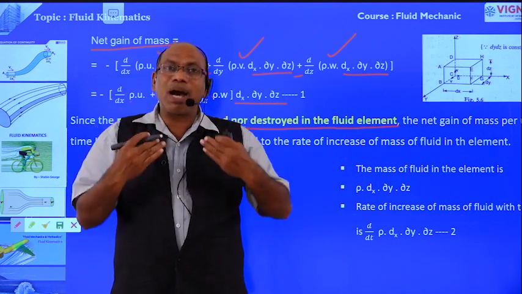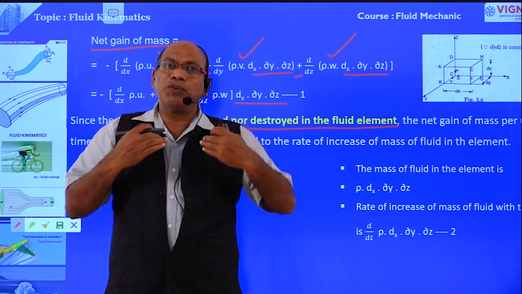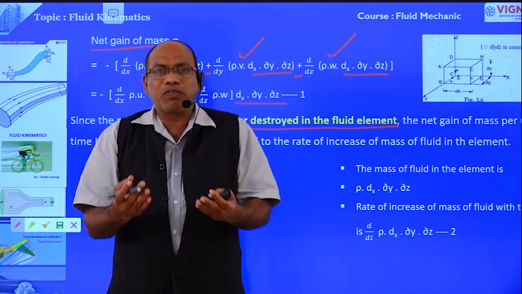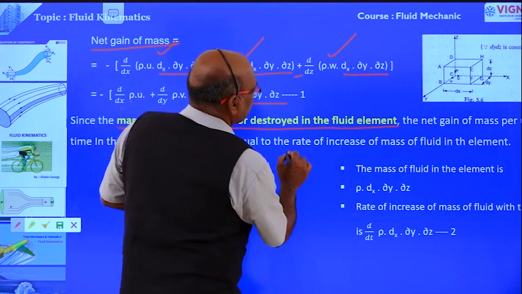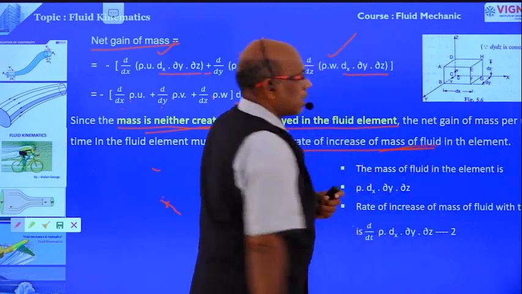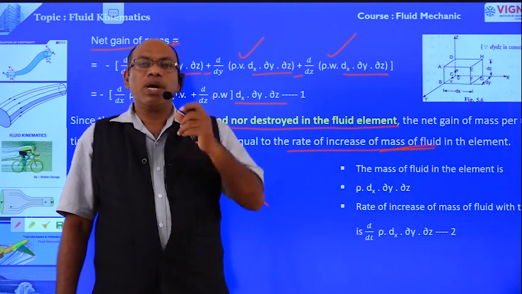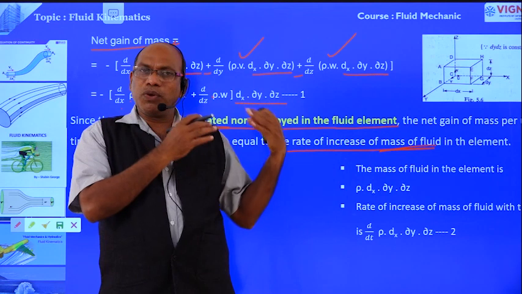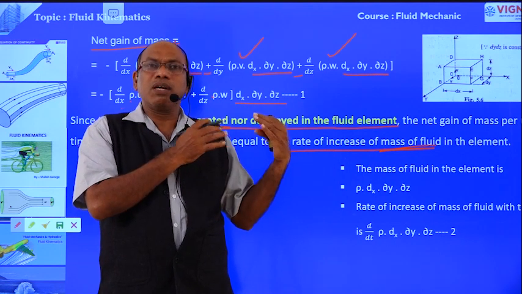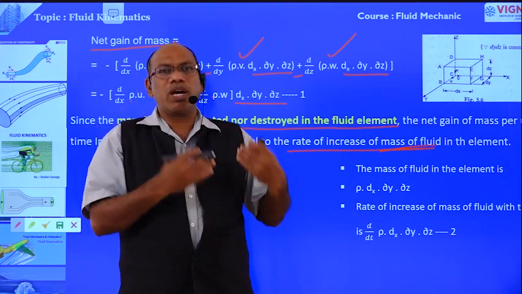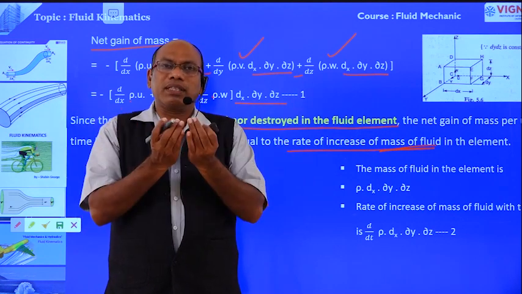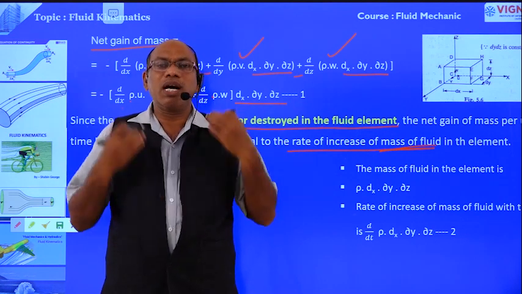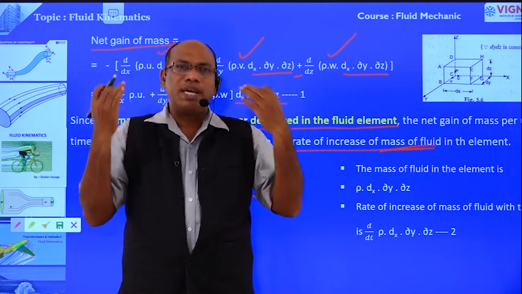The gain of mass in the fluid element must be equal to the rate of increase of mass of fluid in that element. Already we know the net gain of mass. What is the rate of increase of mass? That we are going to determine. Then, equating these two, finally we have the three-dimensional continuity equation.